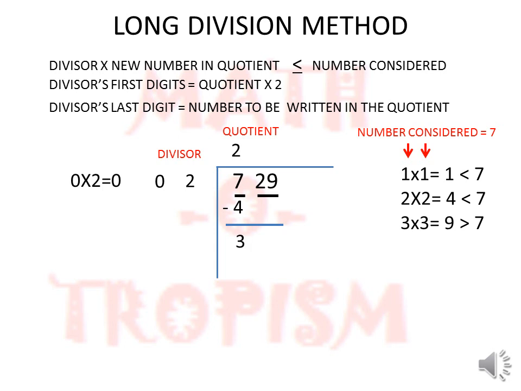Next, I bring down the 29. Again the same formulas should be used. What is the first rule? We are going to see the number considered. So here the new number considered is 329. Now the second rule is: divisor's first digit is quotient into 2. What is the quotient here? The quotient here is 2. So 2 into 2 is equal to 4. So the divisor's first digit has now come to 4.